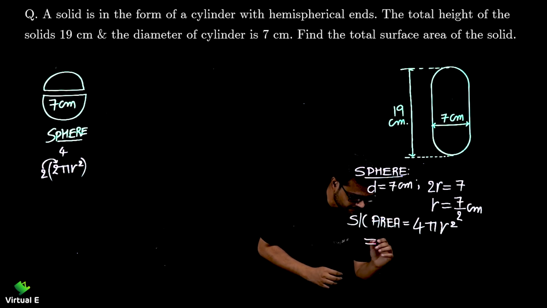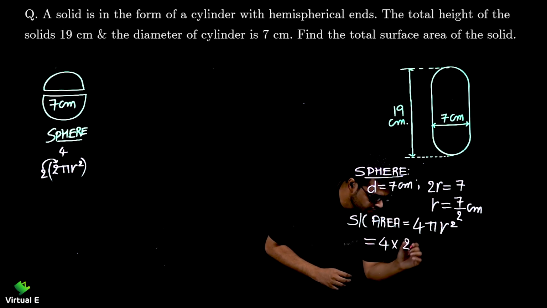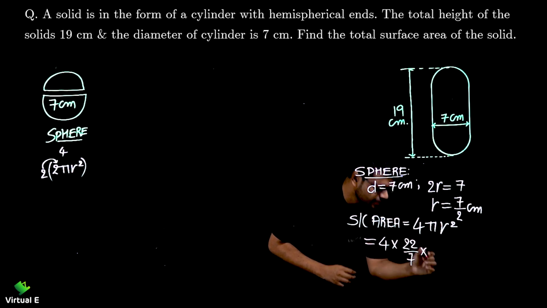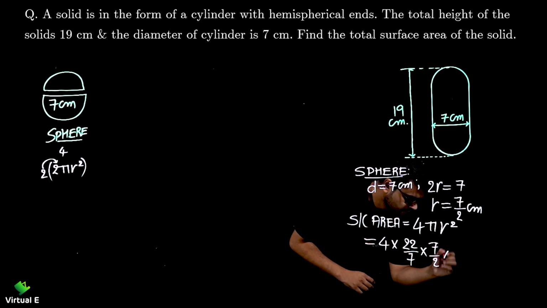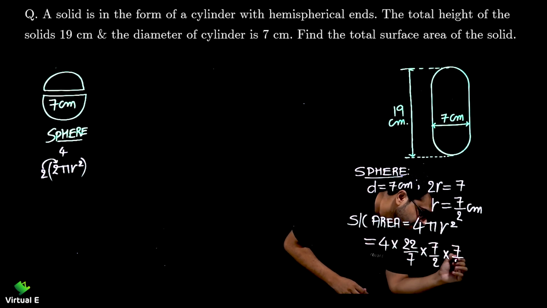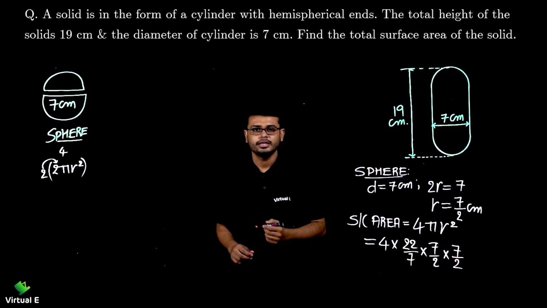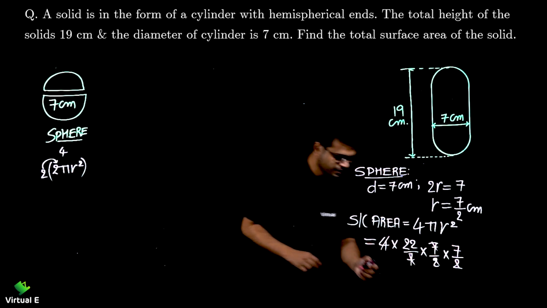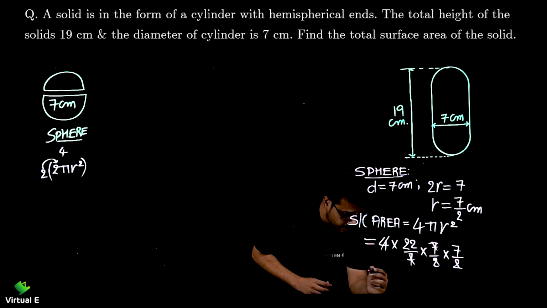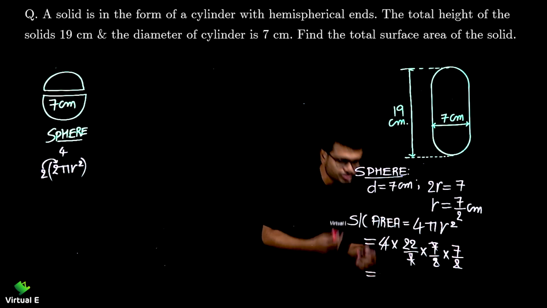So let's substitute the value. 4 into 22 by 7 into radius, which is 7 by 2 multiplied by 7 by 2. Done. Now let's do the cancellation. Here 7 cuts, 4 and I think 2 will cut, right? So 22 multiplied by 7. I believe we have done this so many times. So answer is what?